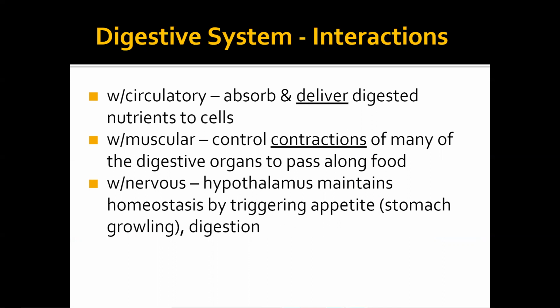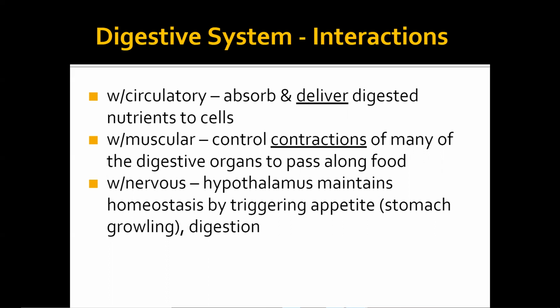Now, the digestive system is going to interact with other systems, as all of our body systems do. It's going to interact with the circulatory system because our digestive system absorbs nutrients and is going to deliver those digested nutrients to cells via the circulatory system. It's going to interact with the muscular system because when we ingest food, that's us taking in chemical energy, which we can convert into another form. And that provides energy for our muscular system to do work.